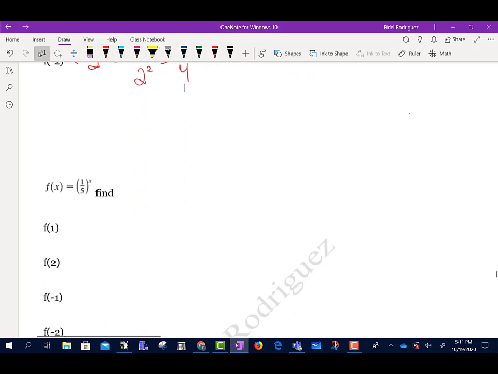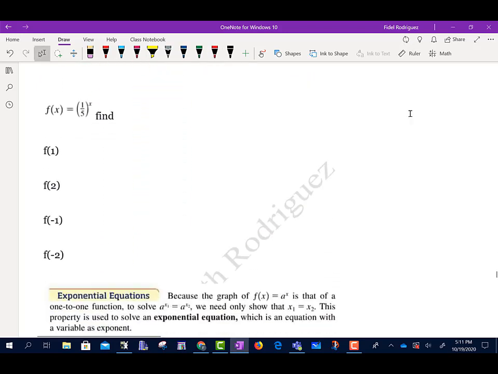Let me move on to the next one here. We'll go about it exactly the same way. It says f of x equals 1/5 to the power x. Find f of 1. So f of 1 is going to be 1/5 to the power of 1, which is still 1/5. 1/5 to the power of 2: remember, 1 squared is 1, 5 squared is 25.